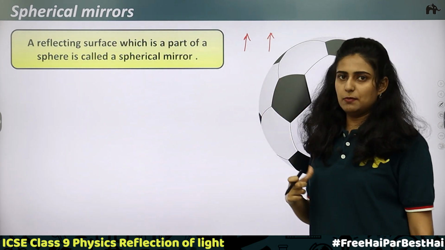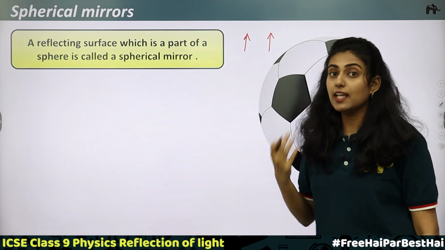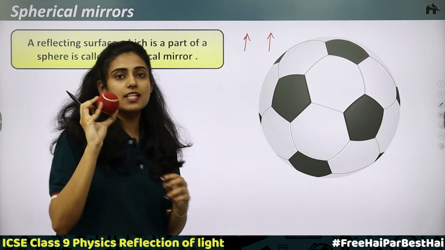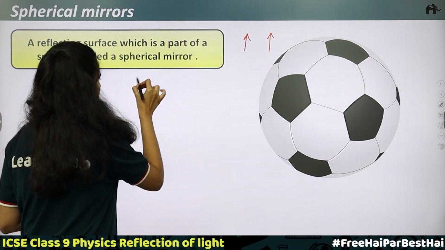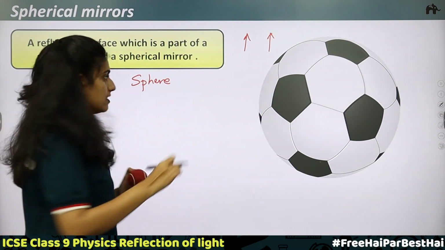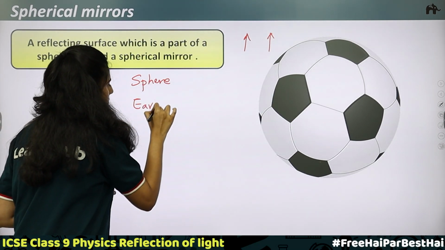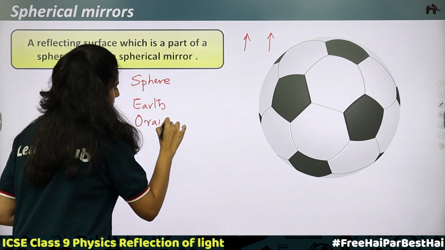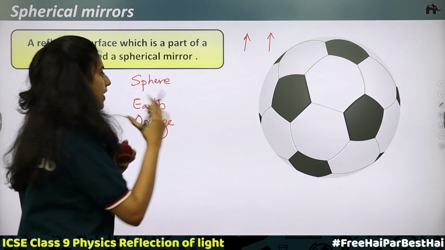Now what are spherical mirrors? Before that, what is a sphere? Spherical object. Here I have a bowl in my hand. What is the shape of this bowl? It is a sphere. Any other object which is spherical in shape? Yes, we know Earth is a sphere. Then an orange is a sphere. So all these are spherical objects.